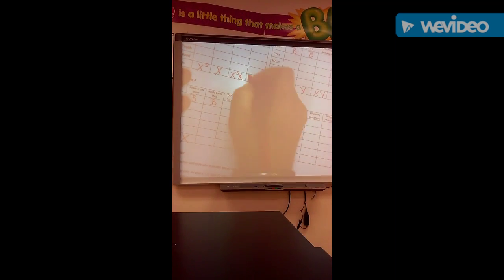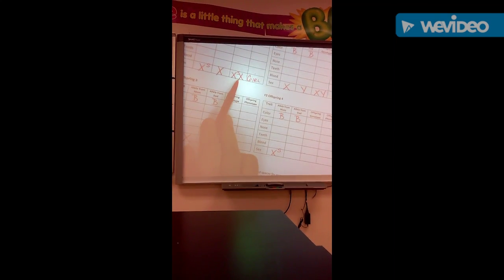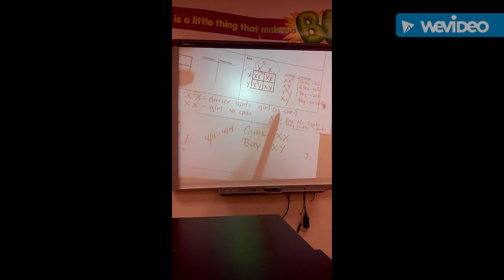Remember that this is a girl, and you have to say if she has spots or not. So if you forgot, go back to the front page. This is her. This is what you have. She's a carrier girl, no spots. So it's going to be girl, no spots.